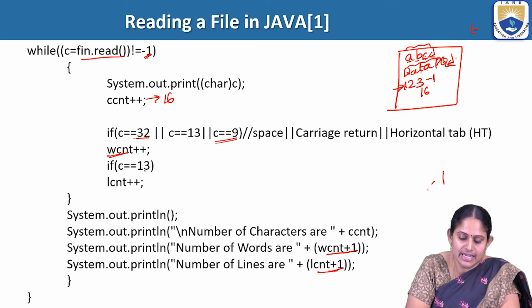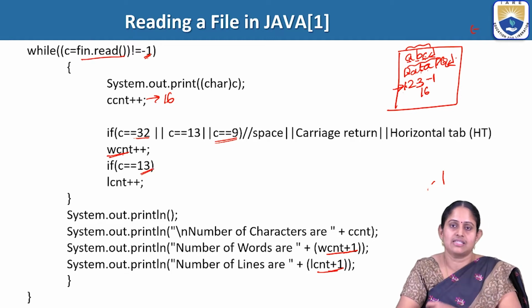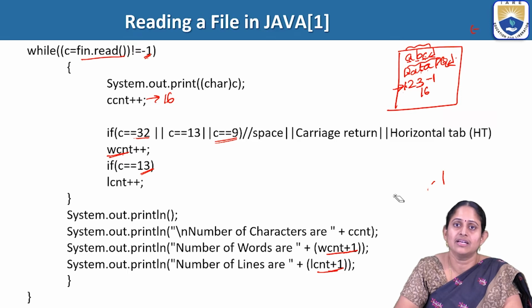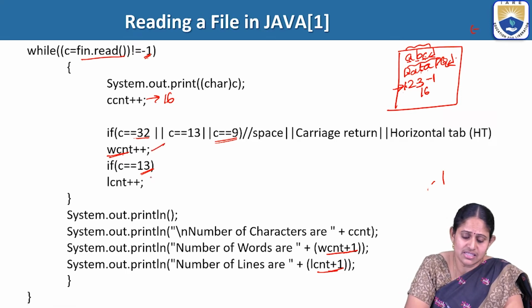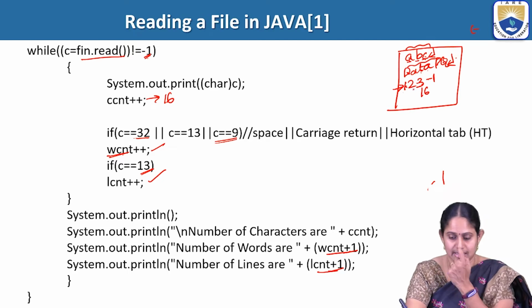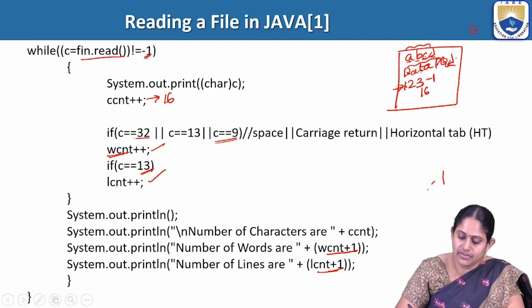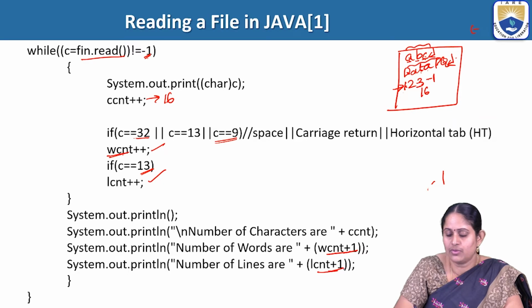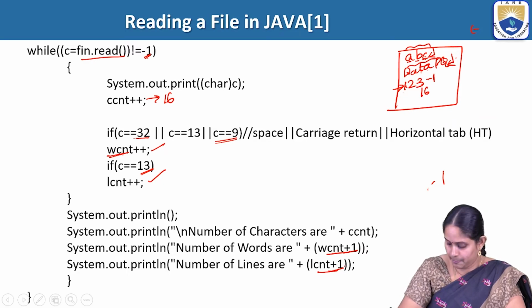Similarly, if we find any carriage return, it indicates the start of a new line, so we are incrementing the line count. In these cases, these values will always be 1 less than the number of lines in this file. Hence, we have to increase the values of those by 1.